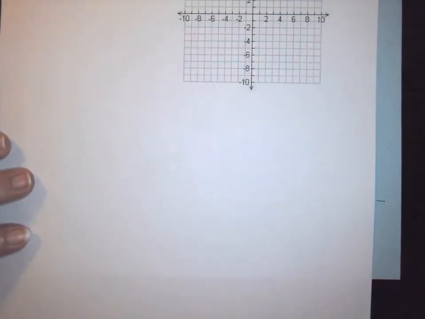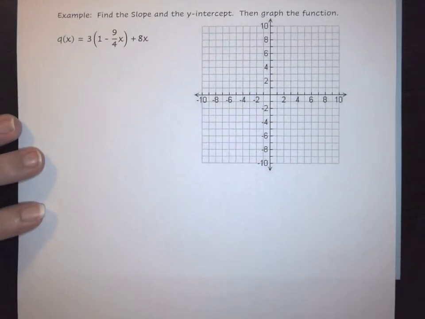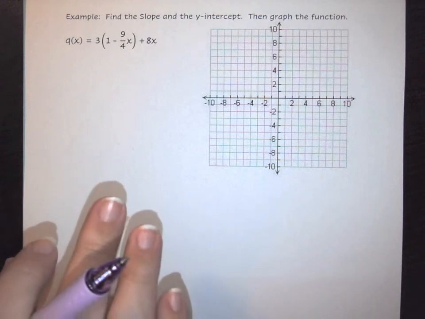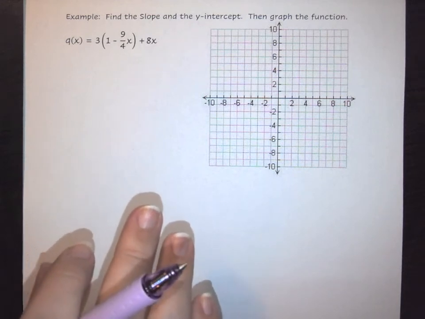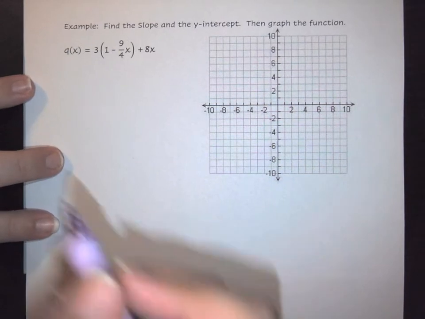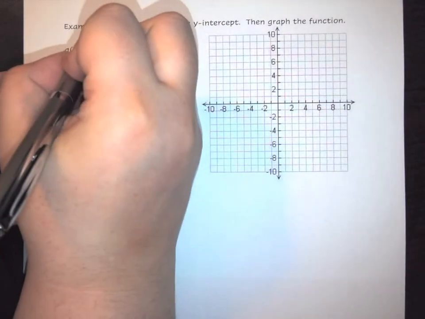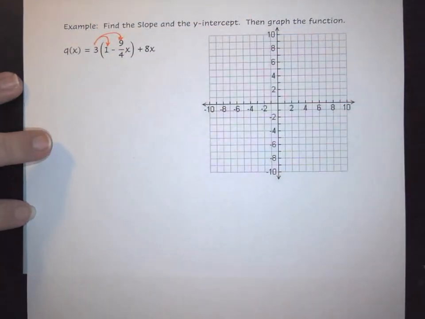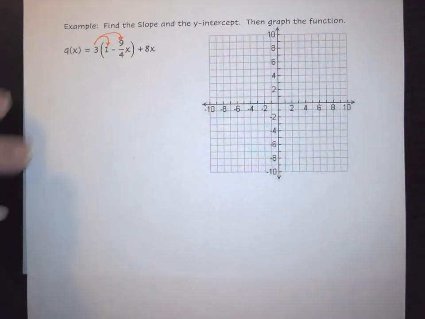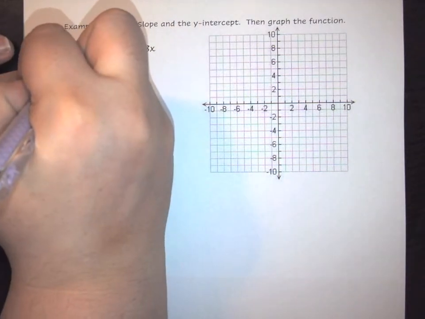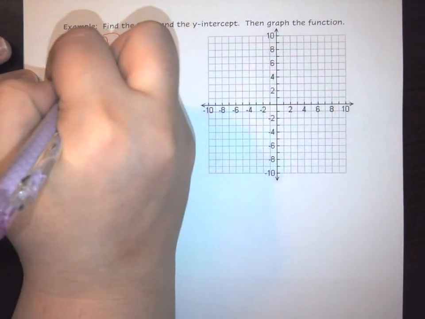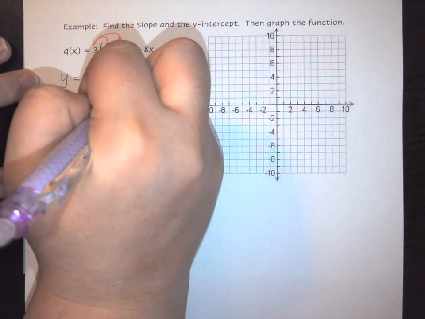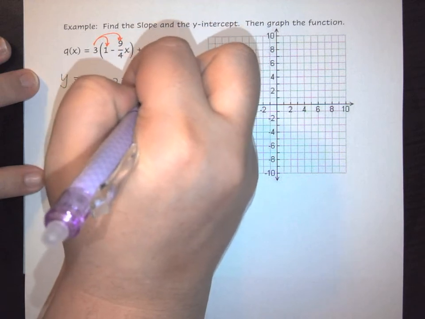Alright, let's look at one more example here that's going to be slightly different. Again, we want to do the same thing. We want to work with being able to solve our equation. So the first thing that we're going to do is distribute the 3 into our parentheses here. That is going to allow us to get to the point where we can take care of the fraction. So here we're going to end up with y is equal to 3 minus 27 over 4 x plus 8x.